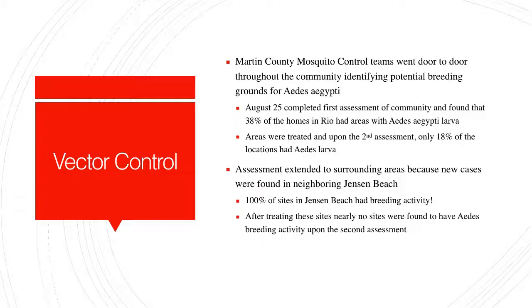These areas were treated, and upon second assessment in September, only 18% of locations in Rio had Aedes larvae. When the assessment was expanded to involve nearby Jensen Beach, 100% of sites tested had Aedes larvae. After treatment of these sites, the following inspection found almost no signs of Aedes aegypti breeding.